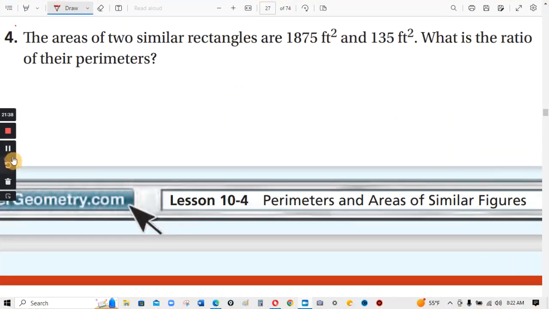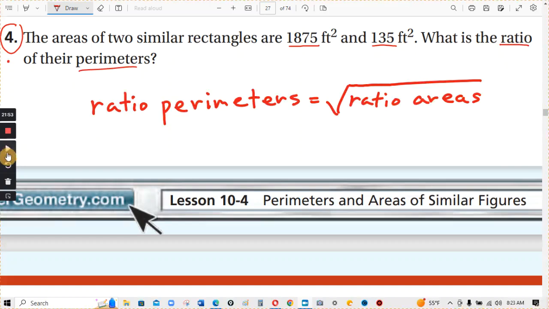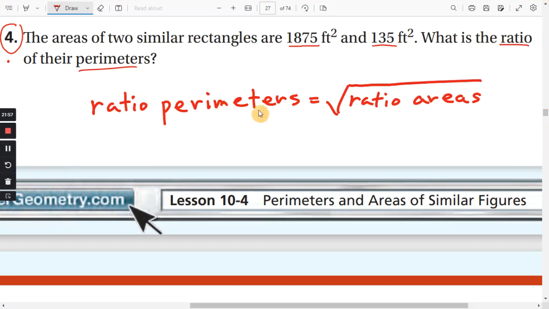Okay, please try Got It problem number 4. It says the areas of two similar rectangles are 1875 and 135. What is the ratio of their perimeters? I'll give you a hint. We said the ratio of the perimeters equals the square root of the ratio of the areas. So if you just make this into a fraction, try to reduce it as best you can and take the square root. See if you can get it.